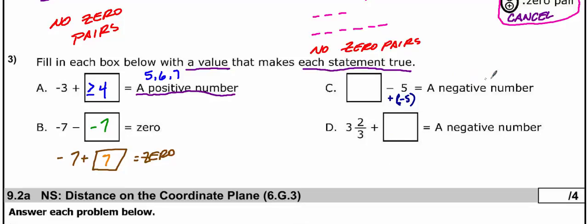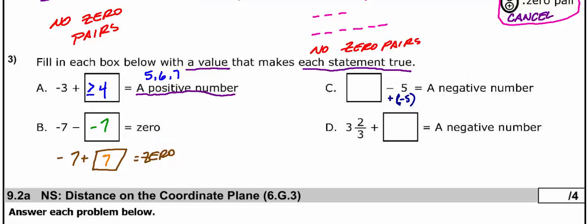And I know that if I want a negative number, I have to have either more negatives. If I add any more negatives to it, it's still going to be negative. That's great. Or a positive number, it has to be less than the 5, because if I added 5 to -5, I'm back to this idea over here. 5 plus -5 would be 0.